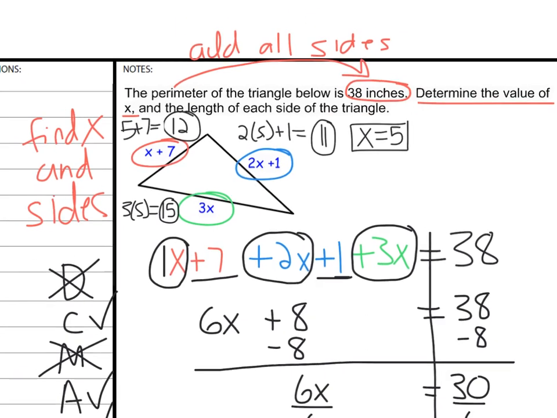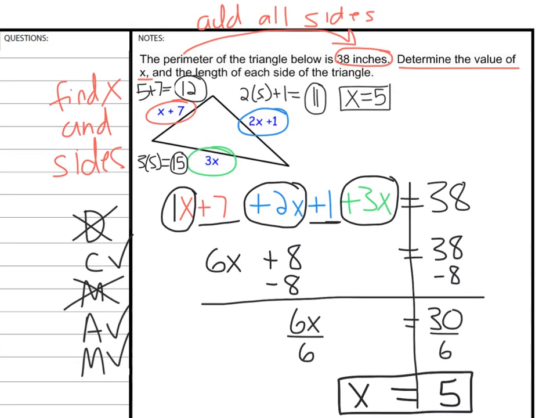So my value for x is 5, and then the 3 sides I was supposed to find were 11, 12, and 15. And I should write them out with the unit. So I'm going to write that the sides are 12 inches, 11 inches, and 15 inches. And then I can be done with this problem.